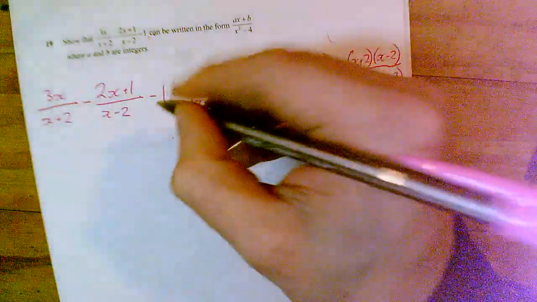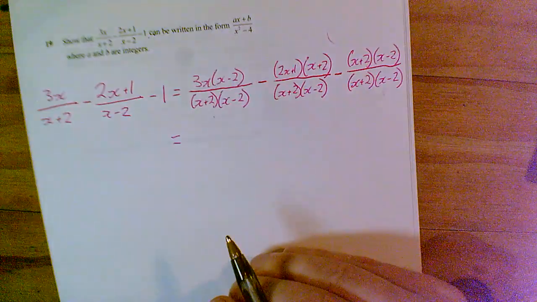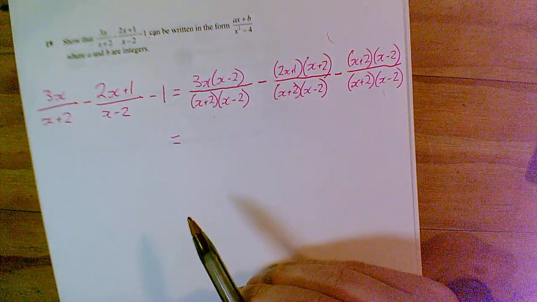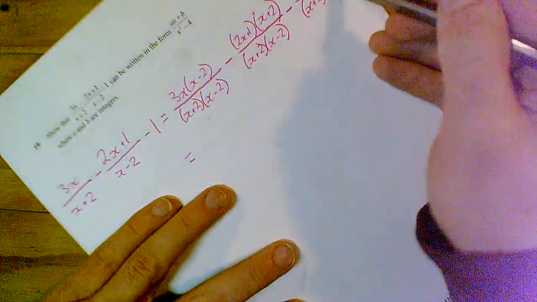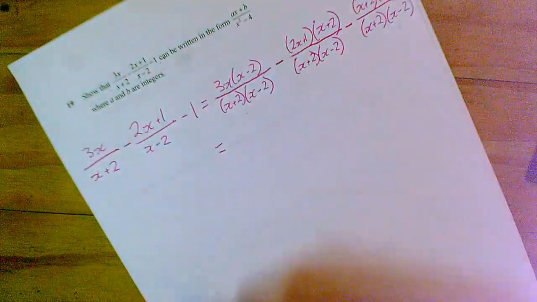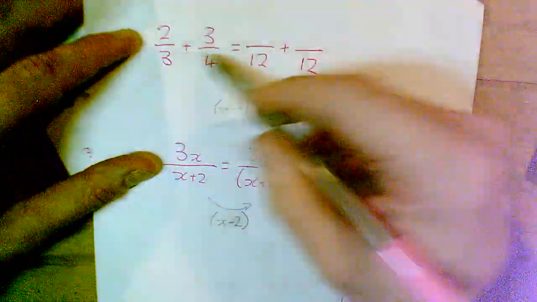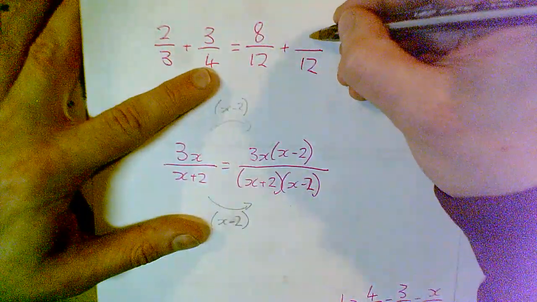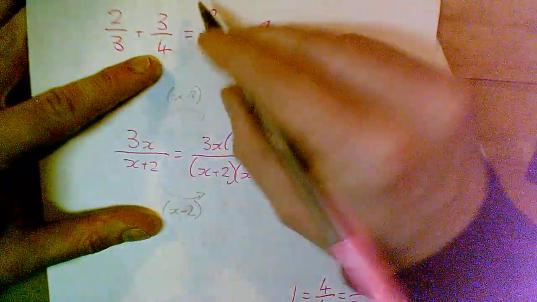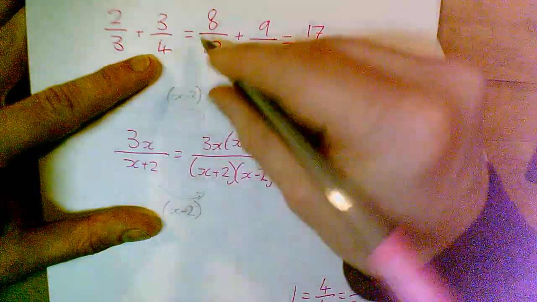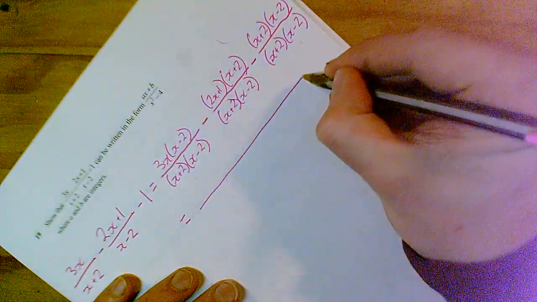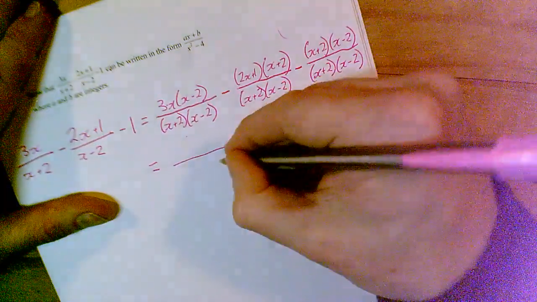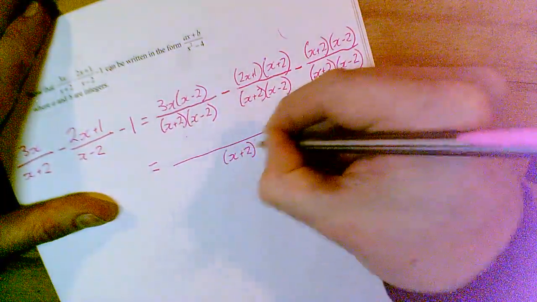Now I'm going to do some expanding. No, first I'm going to combine these. Similar to my normal fractions, 2/3 is the same as 8/12, and 3/4 is the same as 9/12. What I then do is just add the numerators together. The denominator stays the same. So I'm going to write this whole lot as one big fraction, all over x plus 2, x minus 2.